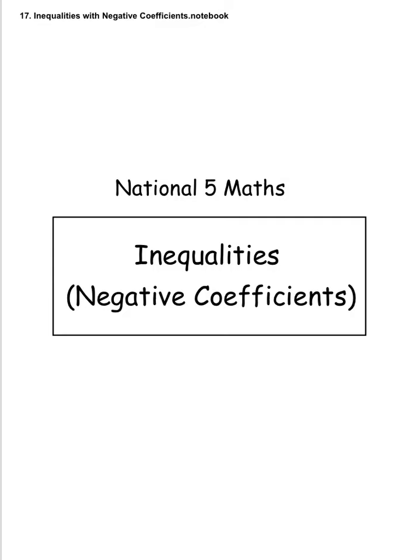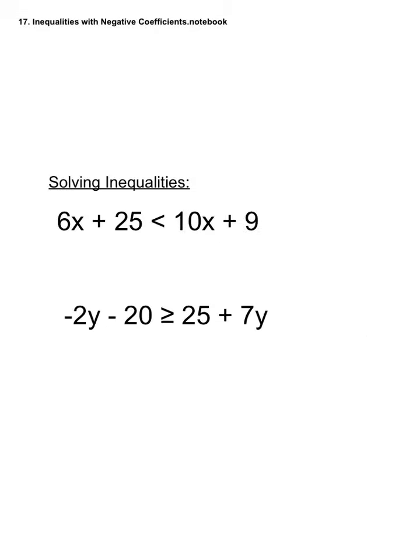Today we're going to look at inequalities with negative coefficients. A negative coefficient is when you've got a negative number of a variable. And what happens when we try and solve an inequality with a negative number of your variable?